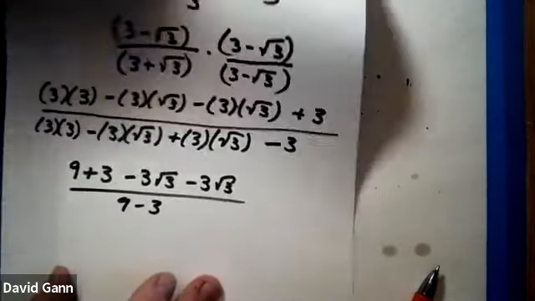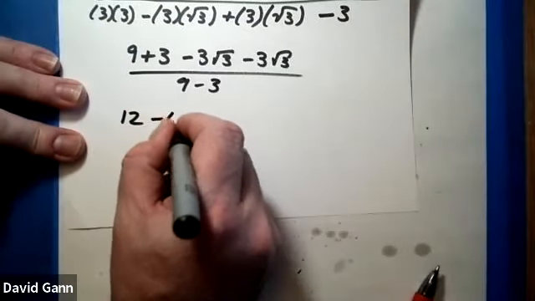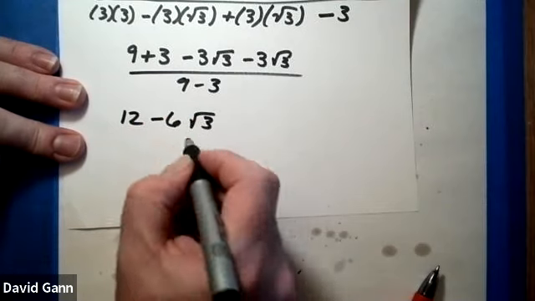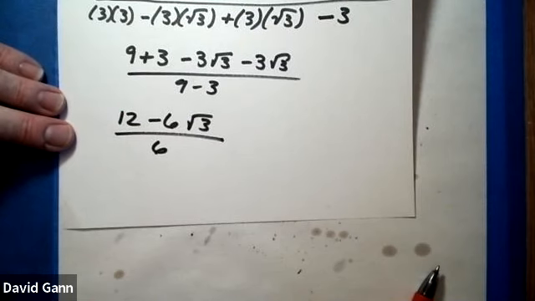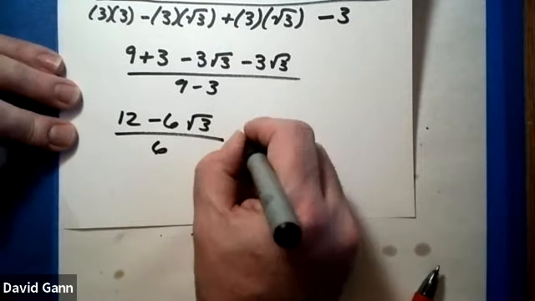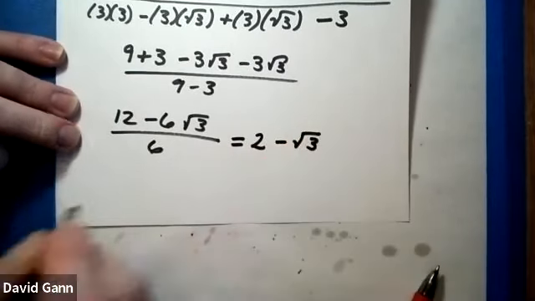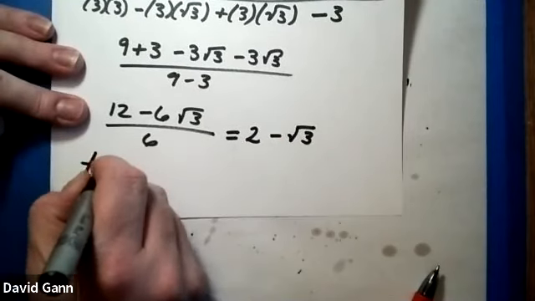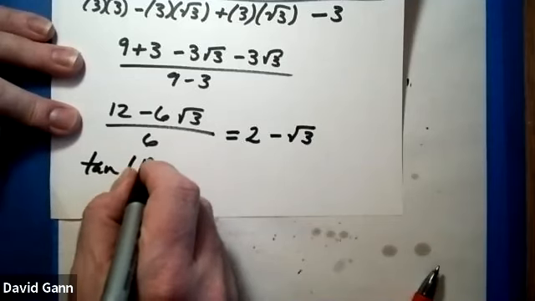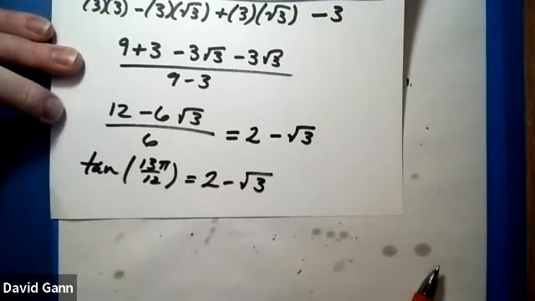Okay, so further simplification gives us 12 minus 6 times square root of 3 all over 6. Notice that every term there has a factor of 6 in it, and so the net result is that I end up with 2 minus square root of 3. So just to clarify, tangent of 13 pi over 12 equals 2 minus square root of 3.